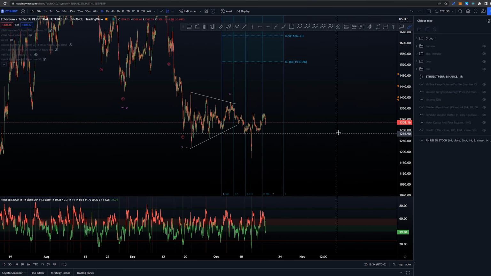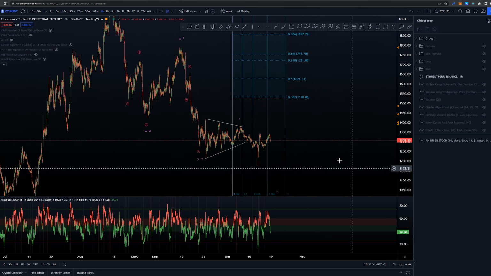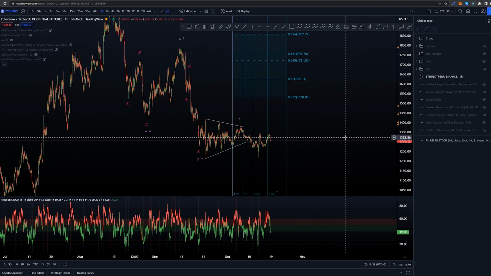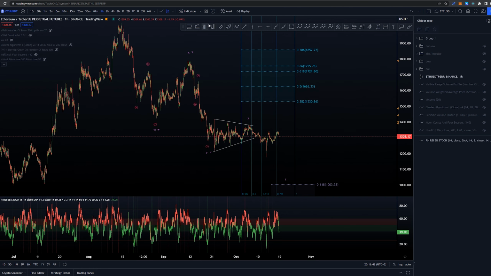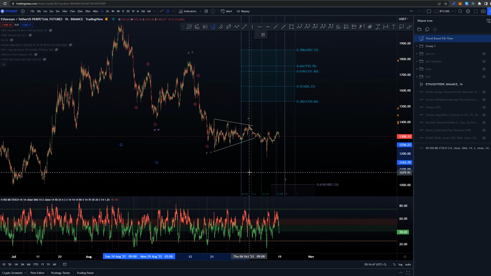So we'll look into that in just a moment in a smaller time frame, but I feel like that is going to be my main idea here, or main scenario. If we are comparing the Z wave on time against the W wave, we can see that it should be completing soon-ish.